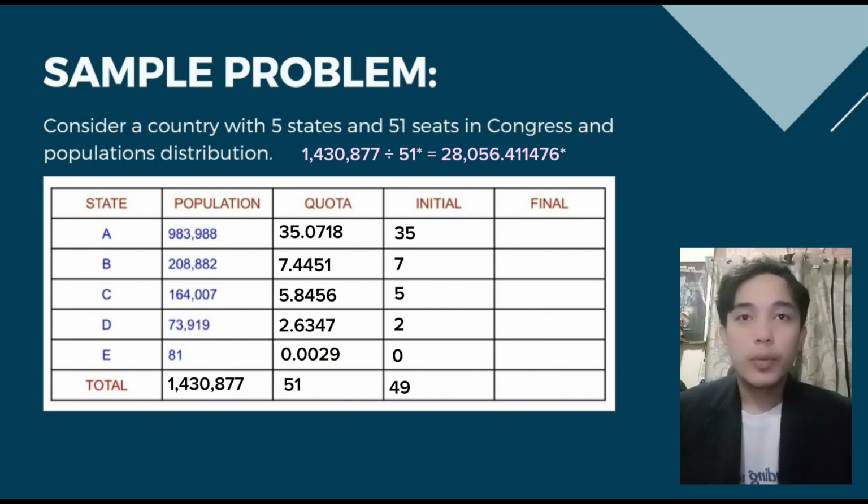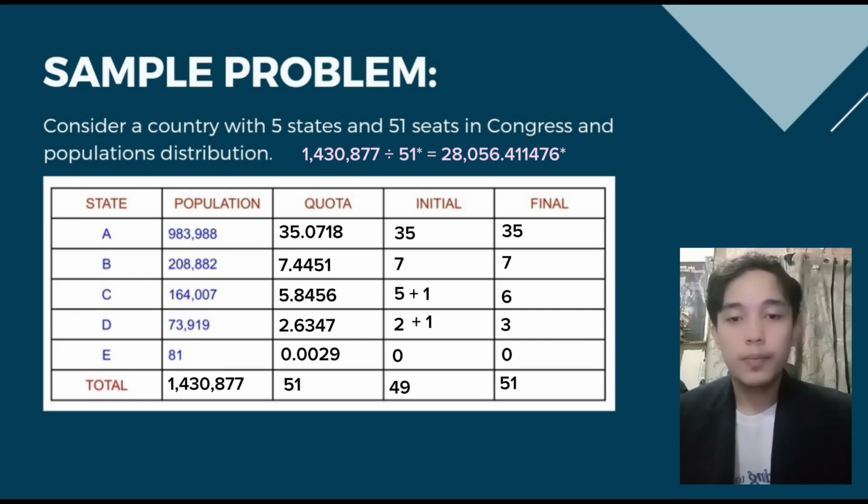Now we assign the remaining seats to the states whose quotas have the largest decimal parts. We notice that State C and D have the largest decimal parts. Therefore, State C and D will each receive one more seat, which means for the final apportionment, State C will receive 6 and State D will receive 3. So the total of the final apportionment is 51 seats. Notice here that the total is 51. We've used all the seats in Congress.